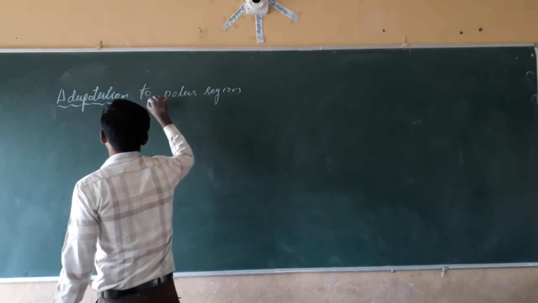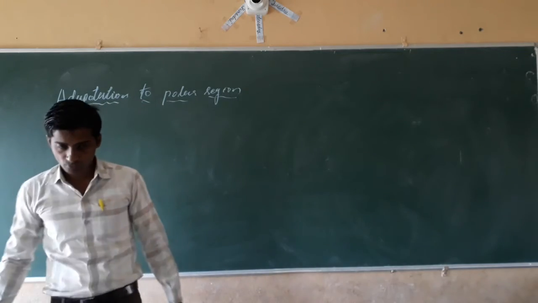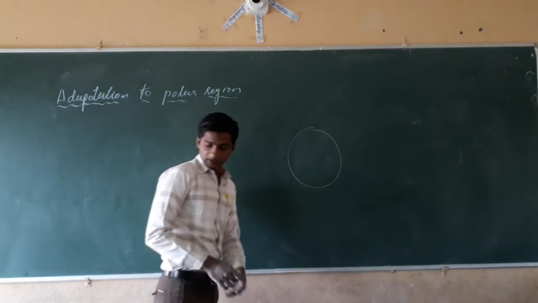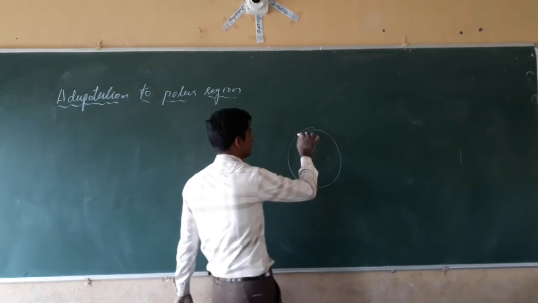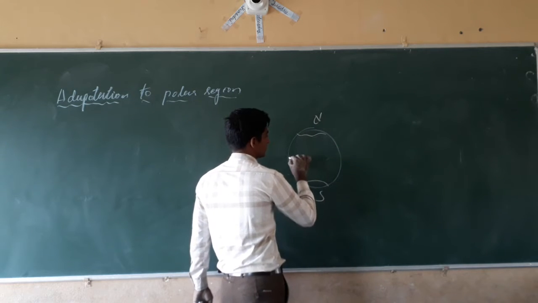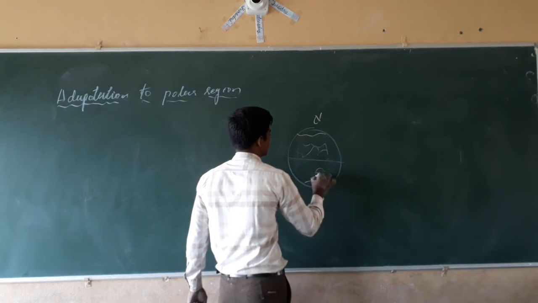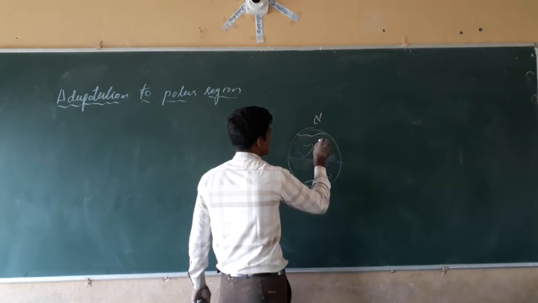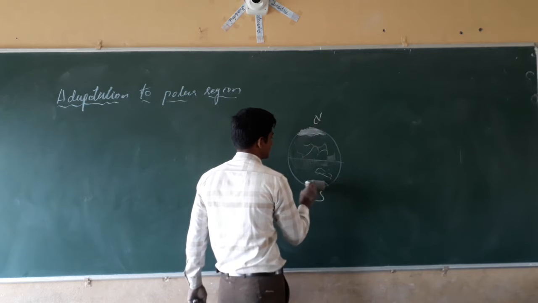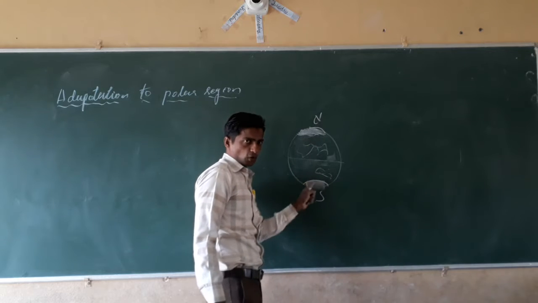Adaptations to the polar regions. See, at the pole region, North Pole and South Pole, and the equator region. Here different countries are there. Here also some countries are there, and it is covered with water. And here it is totally covered with ice. At the pole region, it is covered with ice. North Pole and South Pole are called the polar region.